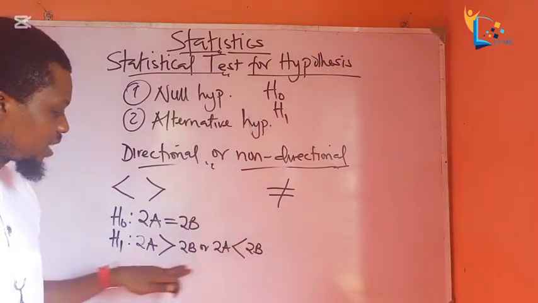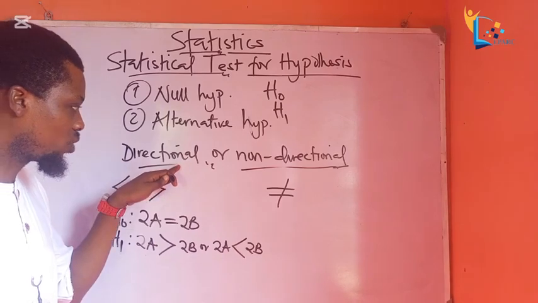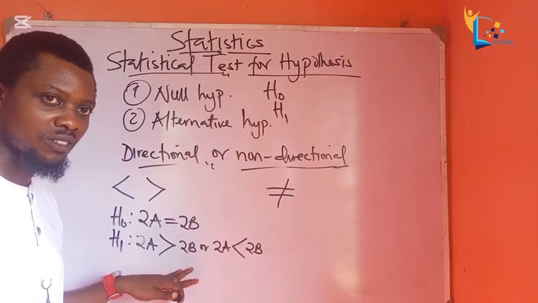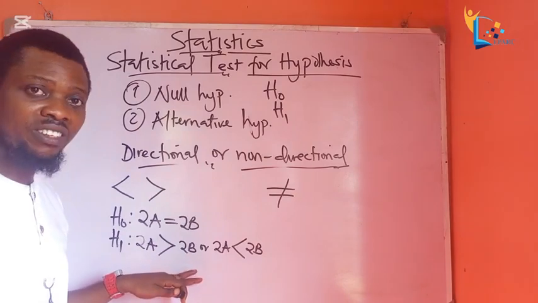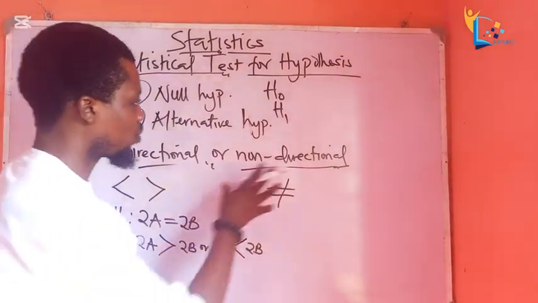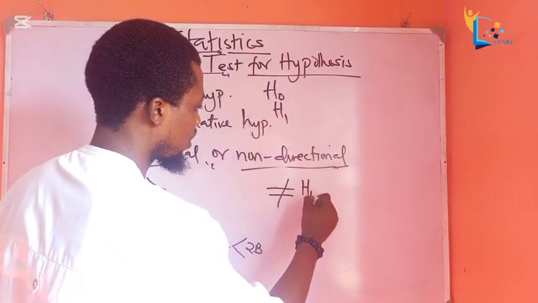So when we have a case like this, it is known as a directional hypothesis. Do you get it? It is known as a directional hypothesis. Now, for non-directional, we have something like this.